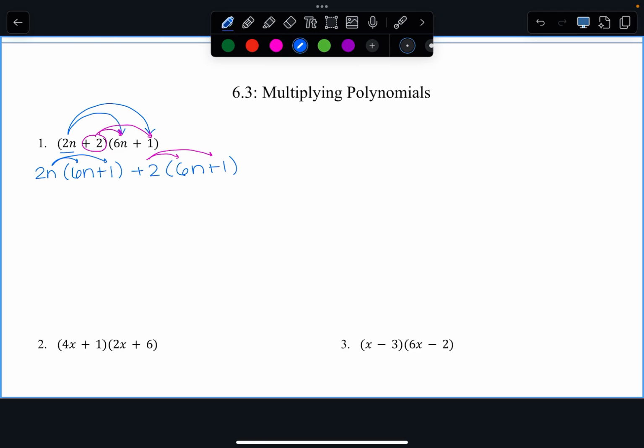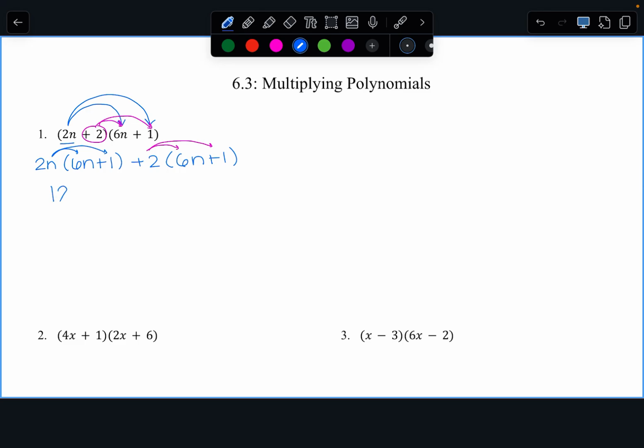So like we did yesterday, 2n times 6n, 12n to the second, 2n times 1 is a positive 2n, and then positive 2 times 6n is a positive 12n, and positive 2 times positive 1 is a positive 2. So one thing that might help a little bit is if I color code.